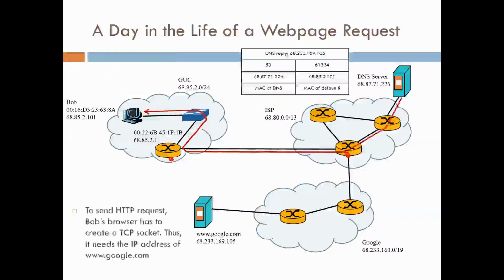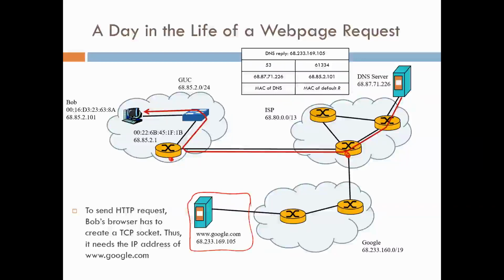The DNS query reaches the DNS server. If it doesn't have the translation itself, then it has to go through the entire DNS network, the root and TLD and authoritative DNS, and finally it will actually get the translation and send it back to Bob. And so now Bob has the destination IP address of google.com.